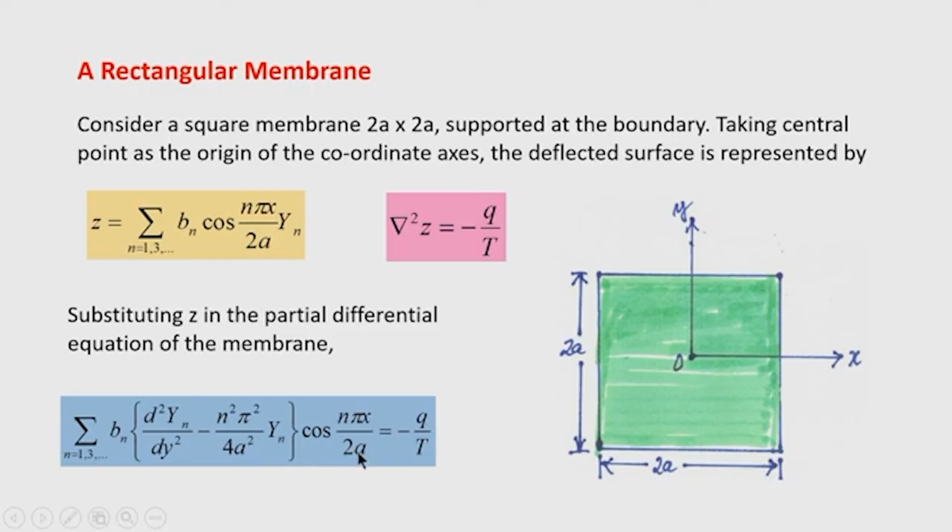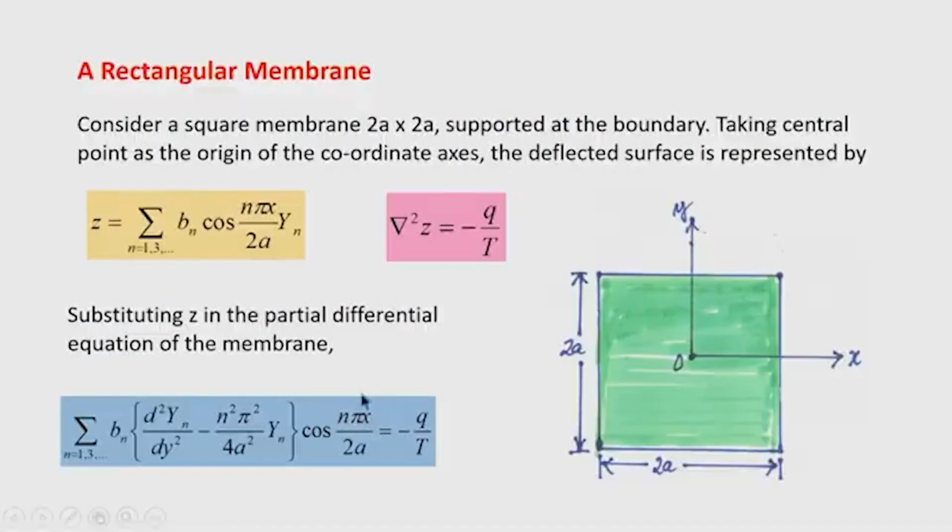Okay. Now, after that you can express this q by t in terms of a Fourier series, or you can get it from first principles, that is, by applying the orthogonality conditions of the cosine function. So, let us do it from first principles, that means I multiply both sides of this equation by cos m pi x by 2a, where m is an integer.